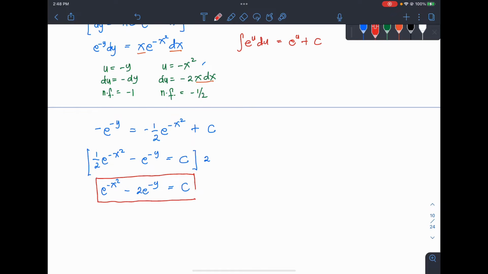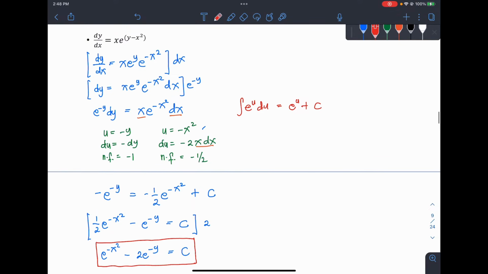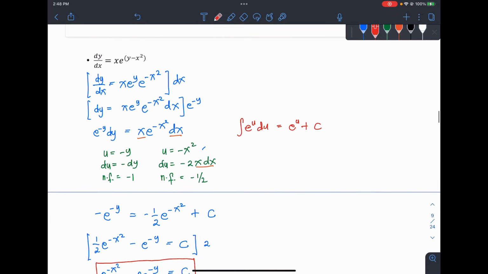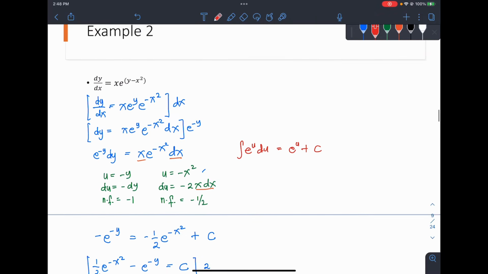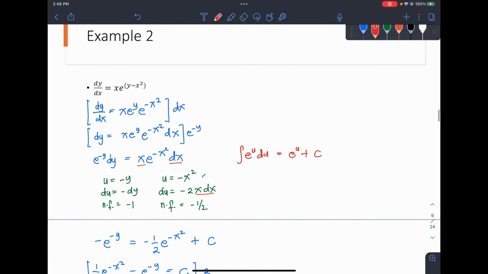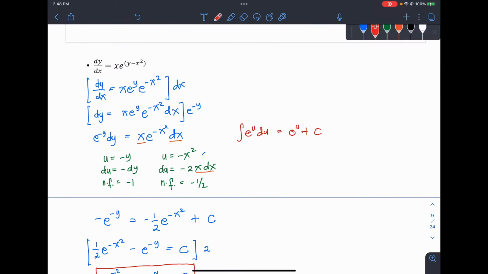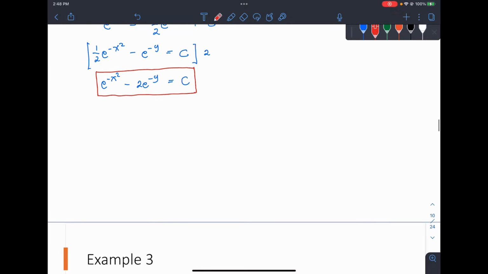So this time around, what we use is an exponential function. So the integral for an exponential function. Again, most of the separable equations are direct to the point. We just need to recall the methods of integration. So this is our second example.